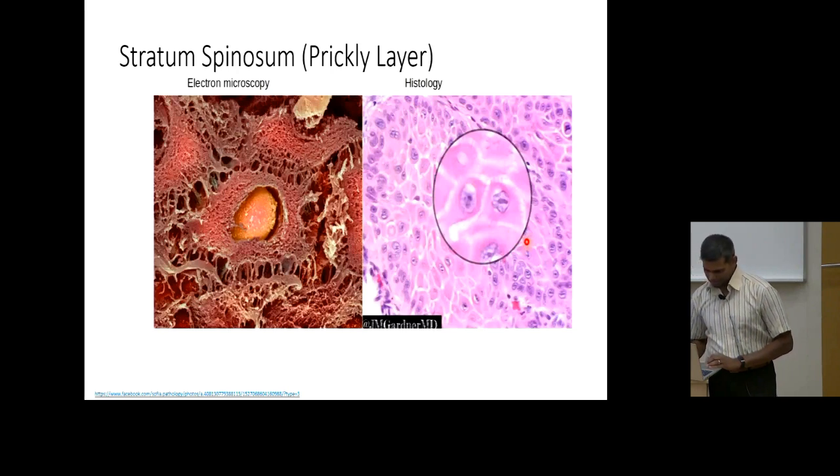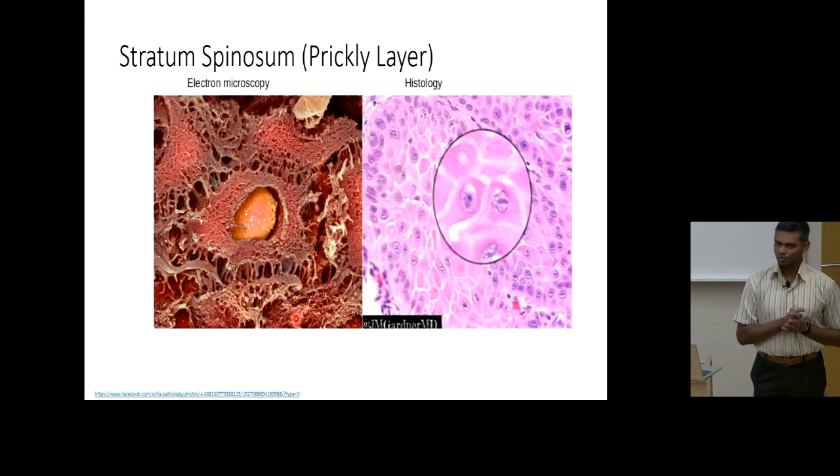And if you were to look at the same thing in an electron microscopic image, you see that these connections are seen between the cells. So that is the reason why they call this stratum spinosum.